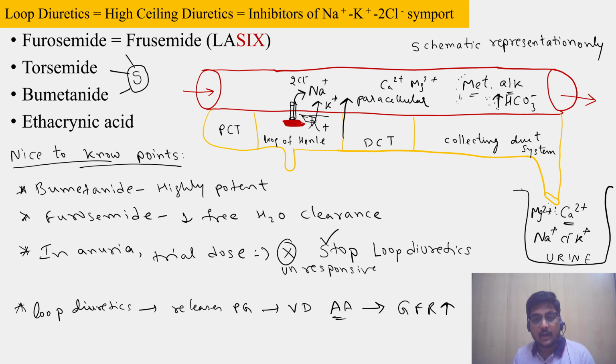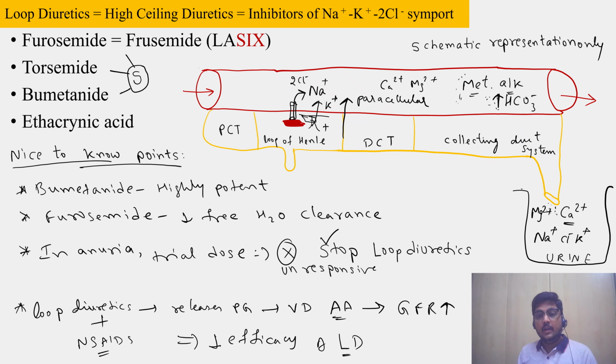Okay, but when I combine loop diuretics with NSAIDs, what is the property of NSAIDs? Yes, we know, right? It decreases the prostaglandin secretion. So there will be less vasodilation of afferent arterioles. There will be a relative decrease in the GFR. So relatively very little drug reaches the site of action, that is the lumen of the loop of Henle, thereby resulting in decreased efficacy of loop diuretics. Efficacy of loop diuretics is decreased when they are used concomitantly with NSAIDs. This is one important property which is used clinically.